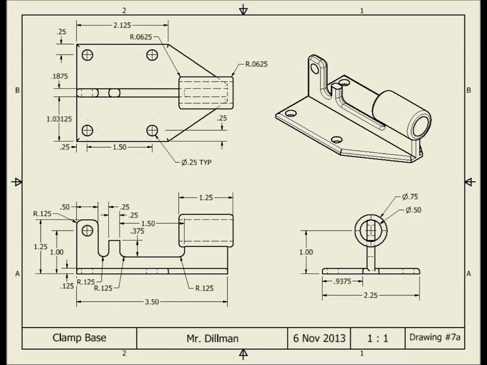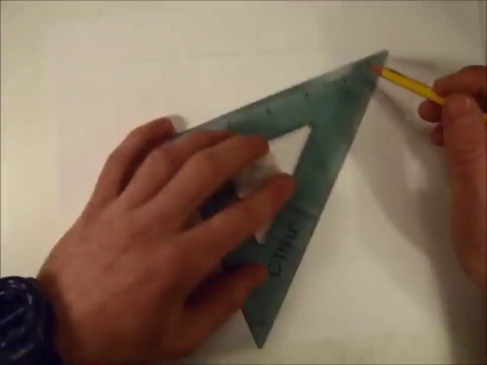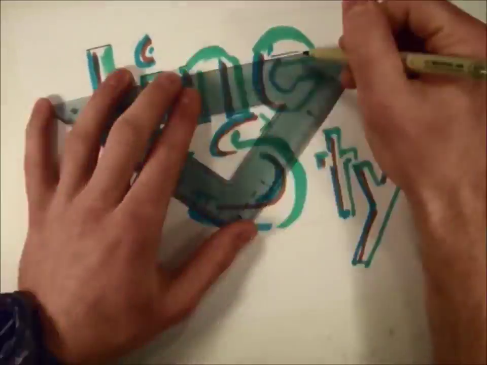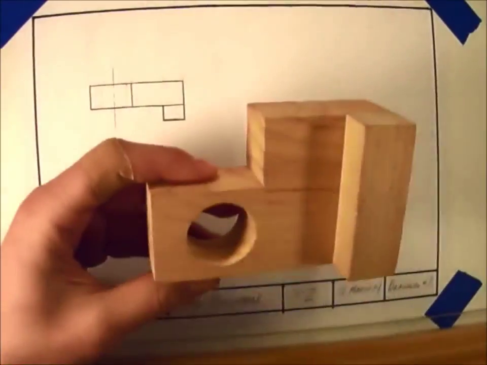When we look at a drawing like this, all the different line types can be confusing. How do we know what each one means? Well, here's your crash course in understanding different line types in technical drawings.